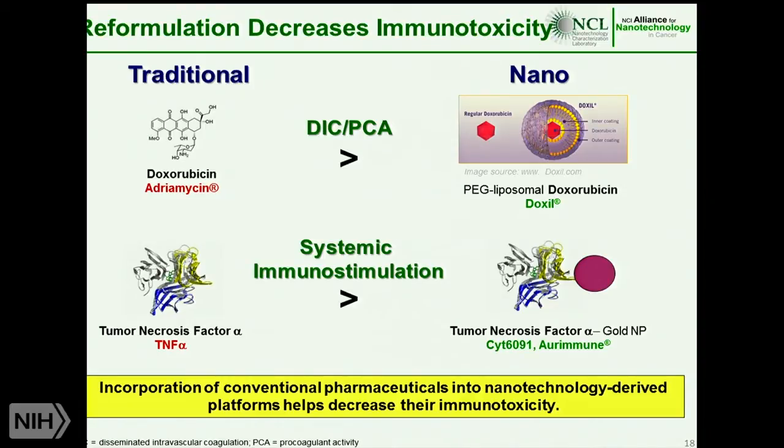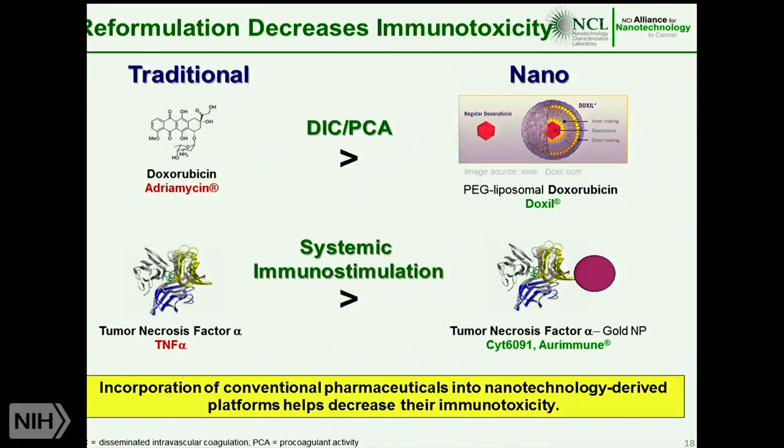Another example is the therapeutic protein tumor necrosis factor alpha. The name of this cytokine stands for its function, right? It is a factor that causes necrosis of tumors. But in order to achieve therapeutic efficacy of this protein, one has to deliver so much protein that it is incompatible with the patient's life, because TNF is a very potent immunostimulant.